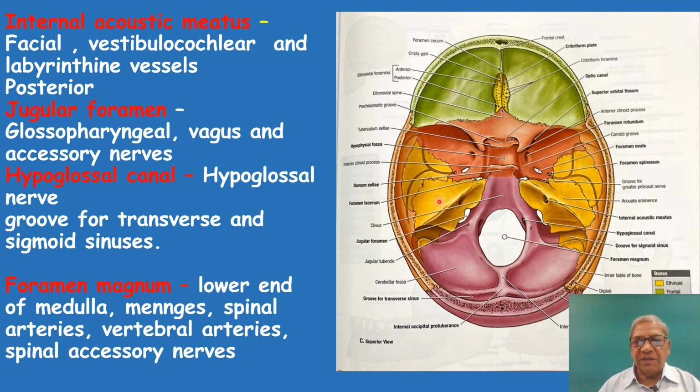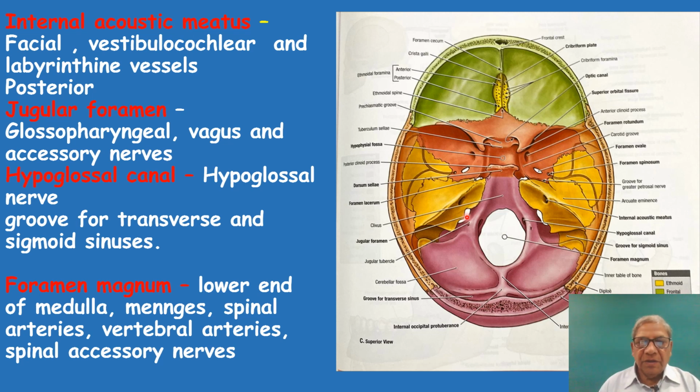The facial nerve is a motor nerve, but the vestibulocochlear nerve is a sensory nerve which will come out, while the facial nerve motor component will go in through the internal acoustic meatus. Then there is a big irregular foramen, where I am moving this. This is called the jugular foramen.